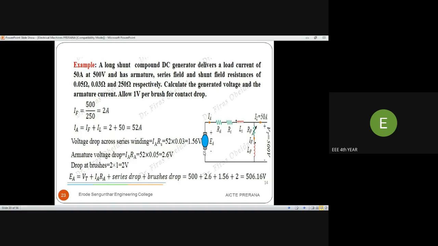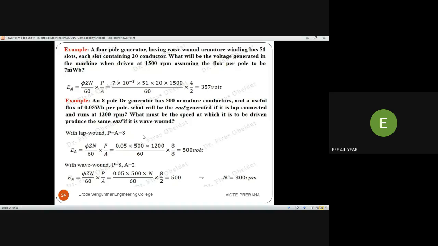For clarification, we have to draw the circuit arrangement. Simply draw the circuit arrangement, then substitute the values into the formula. Then only we can get the correct answer.